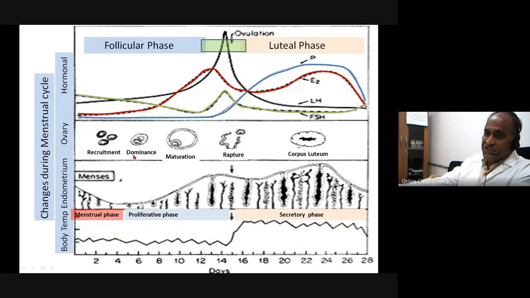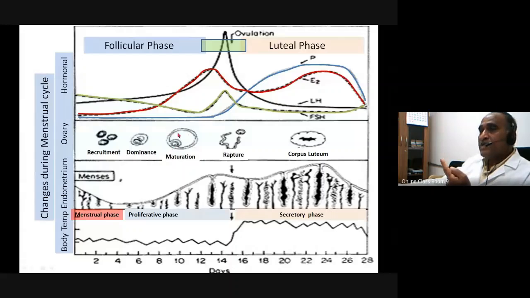Then ovarian changes. I mentioned the recruitment, dominance, and maturation. Recruitment means there will be a recruitment of the primordial follicles, and these primordial follicles increase in size and become antral follicles. Antral means the antrum formation takes place, and the one which is having the antral follicle gets dominated, that is singled out, and the others will die. So this singled out one will mature as a mature Graafian follicle.